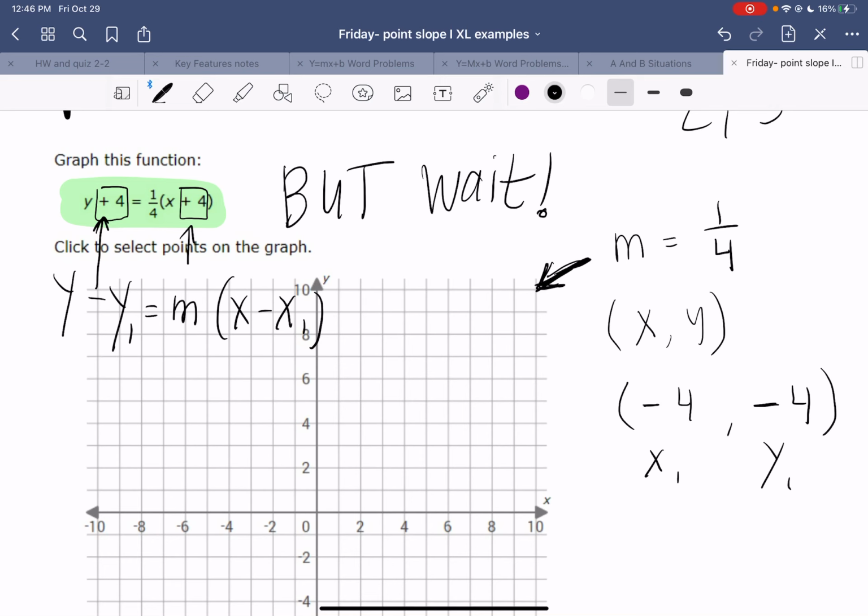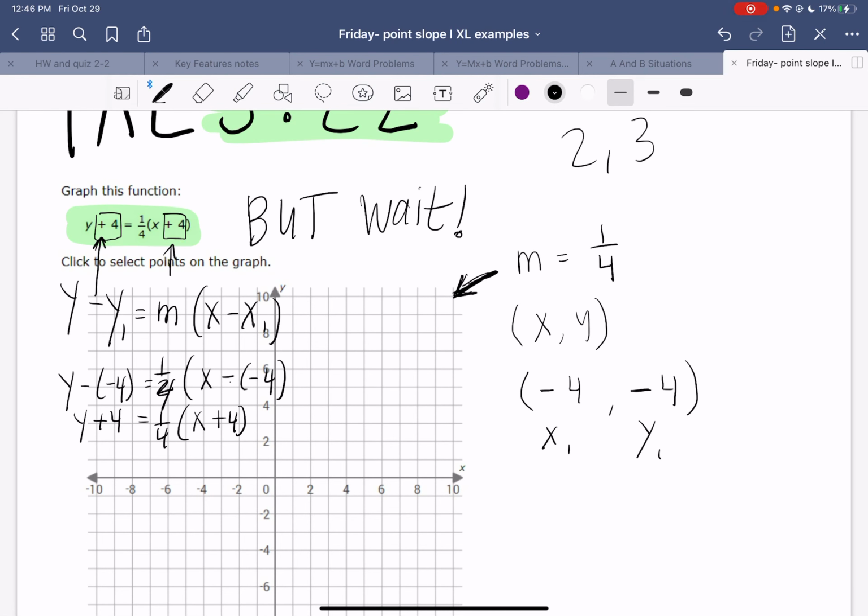Let me just show you really quick so that it's clear before the video is over. So y minus y1, so if y1 is negative 4, equals 1/4, close parentheses, x minus 4. Now if we're to simplify, when we subtract a negative, we are adding. So y plus 4 equals 1/4, and then x minus a negative is x plus 4. So that's where those came from.